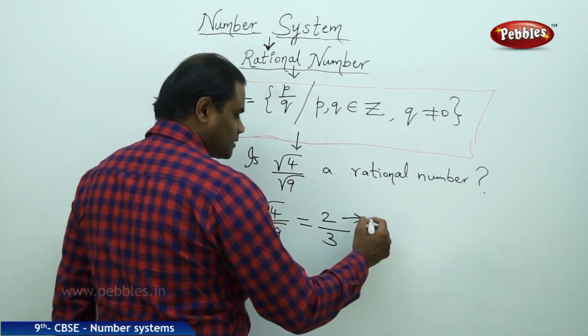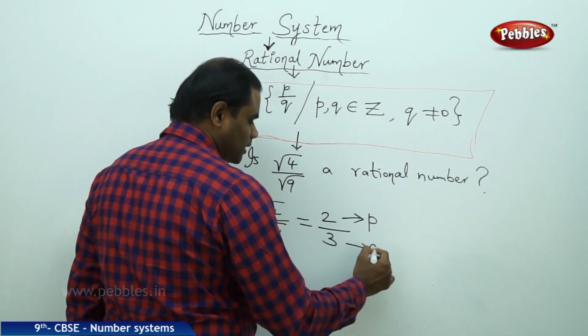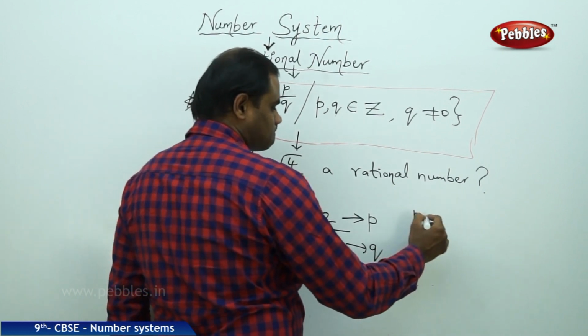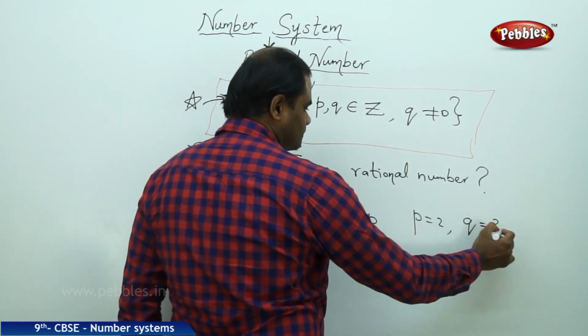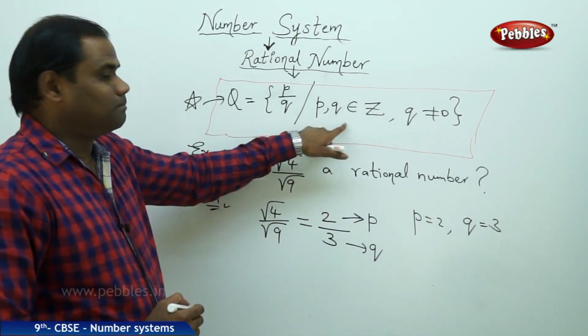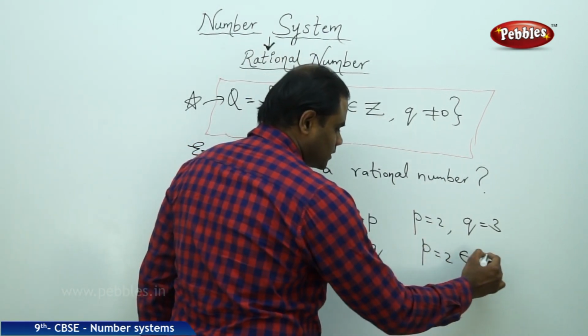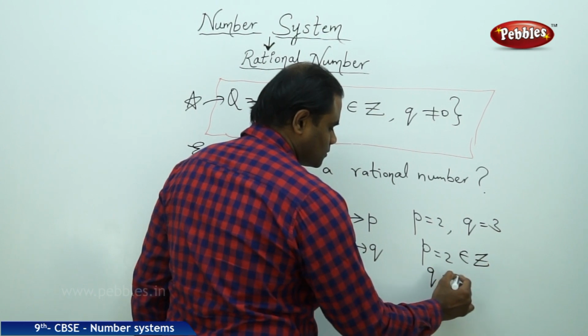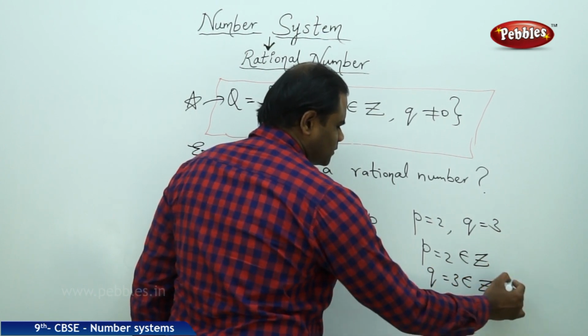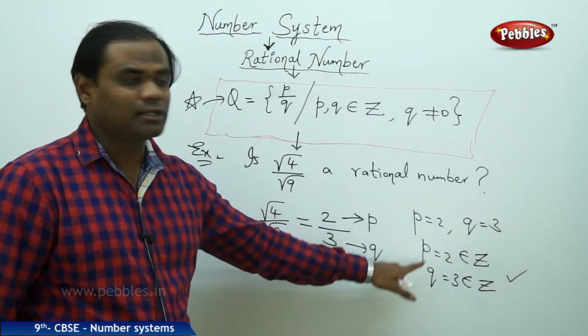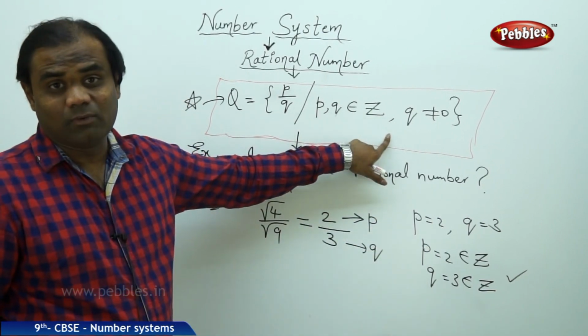Therefore here I get my P as 2 and my Q as 3. In order to make the test number 1, I clearly see that P equal to 2 is an integer and Q equal to 3 is an integer. Therefore both P and Q pass the test number 1.